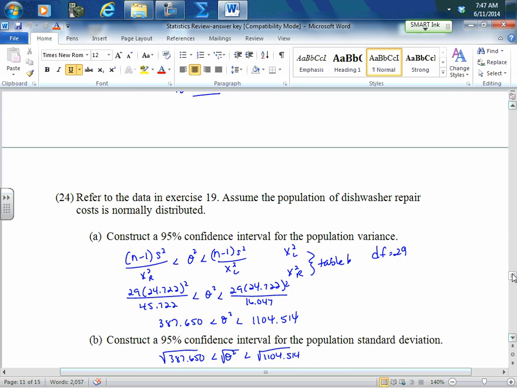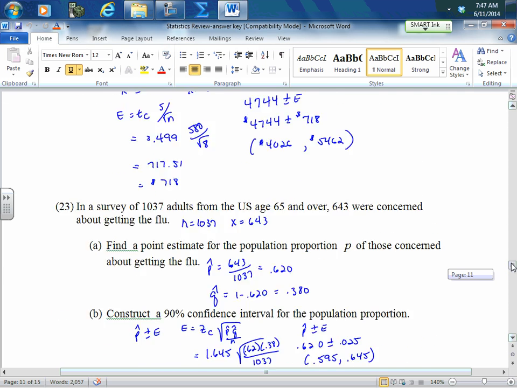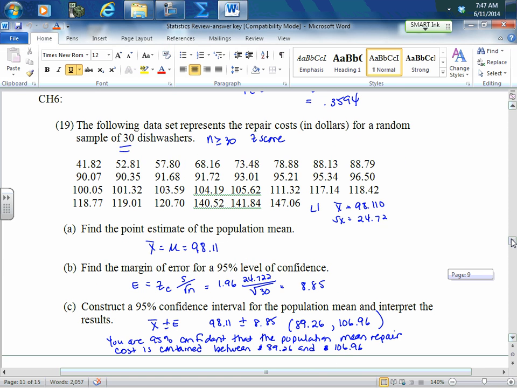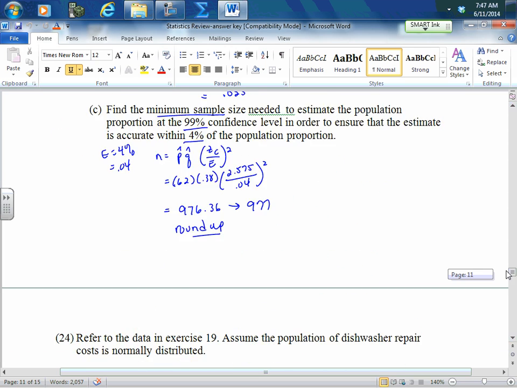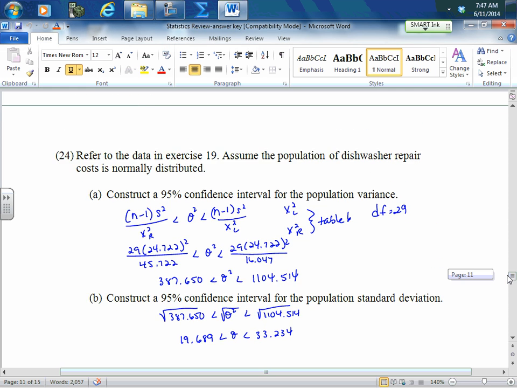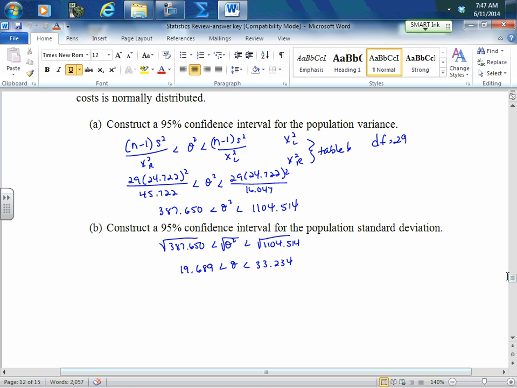Okay, referring to the data in 19. 19 was your washing machines. So here was your sample mean, your sample standard deviation for 19. And now we want to build a confidence interval for the variance. So we had your mean and your standard deviation. The mean, we didn't care about the mean actually, but we do care about your sample standard deviation.